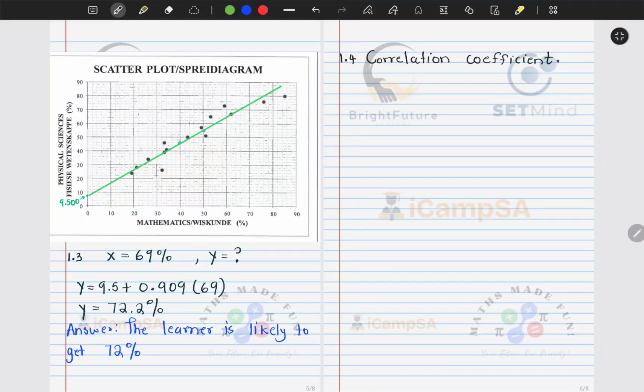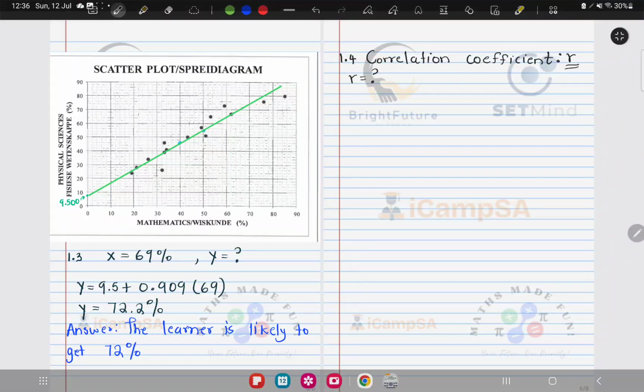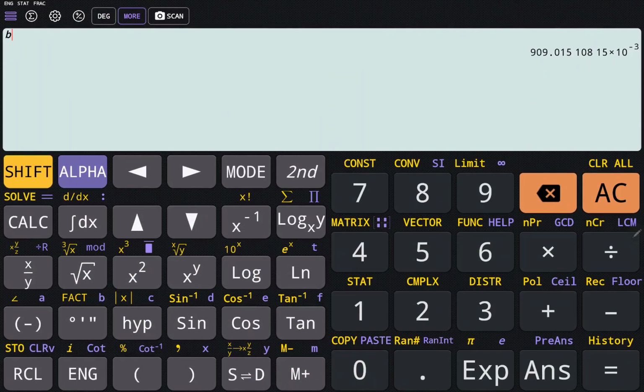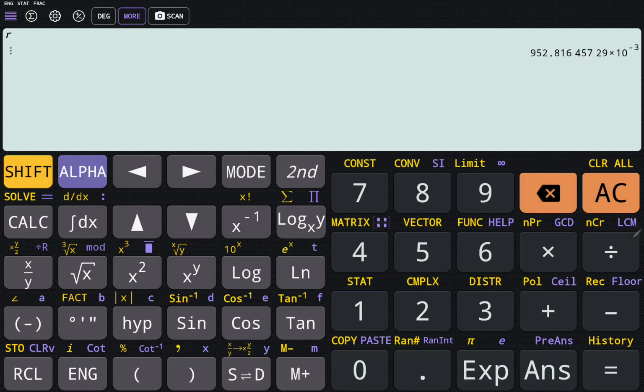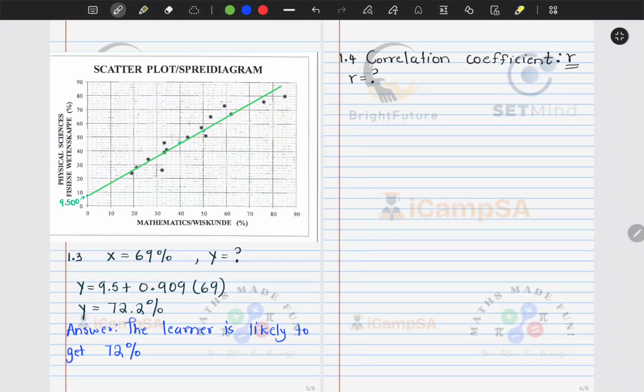Correlation coefficient. The correlation coefficient is represented by R. So the question is simply, what is R? We go back to our calculator. We're no longer looking for B, shift 1. You would go to stats, then reg, which is for regression. As you can see here, I can read off the value. It's 0.95, because it's times 10 to the negative 3. So in your calculator, you would see 0.95.